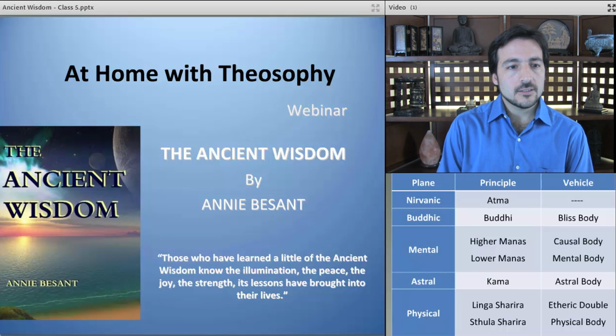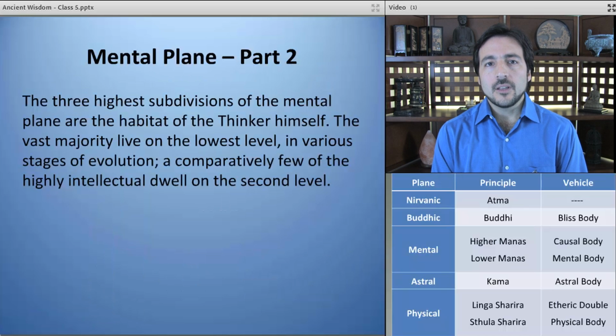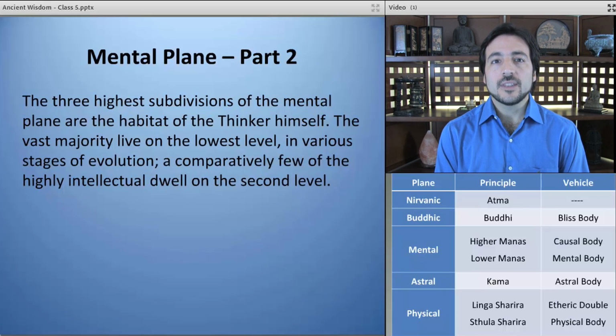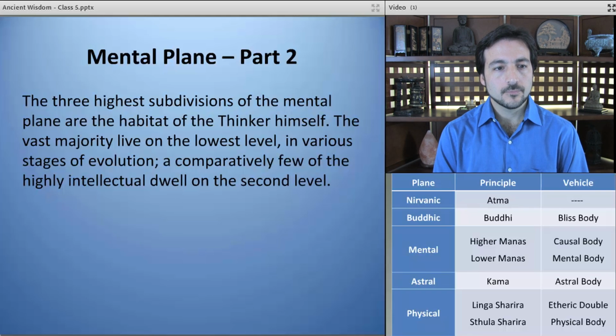Let us start with a little recap of what we saw at the end of our previous meeting. Mental Plane, Part 2. The three highest subdivisions of the mental plane are the habitat of the thinker himself. The vast majority live on the lowest level in various stages of evolution. A comparatively few of the highly intellectual dwell on the second level.